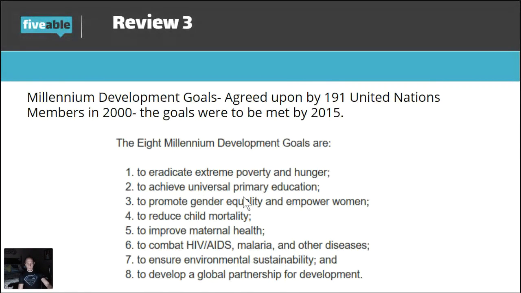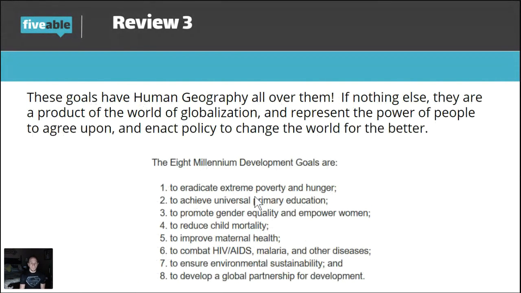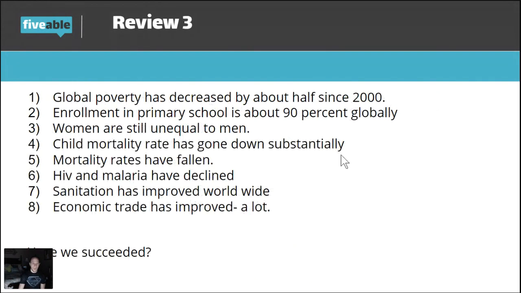And then you got this idea of developing a global partnership for development, which is funny. If you listen to John Green's video, he's like, I don't even know what that means, so he didn't talk about it at all, which is pretty great. I really don't know what it means either, but we're going to try. These goals have human geography all over them, if you haven't noticed. If nothing else, they are a product of the world of globalization, and they represent the power of people to agree upon and enact policy to change the world.